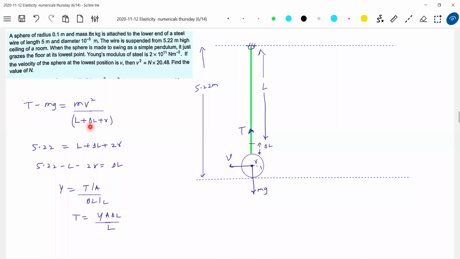Here, what is the total radius? This delta L you can take as very small compared to R, negligible in this calculation. So you can get the expression for V. The answer will be n equal to 5. Solve it.